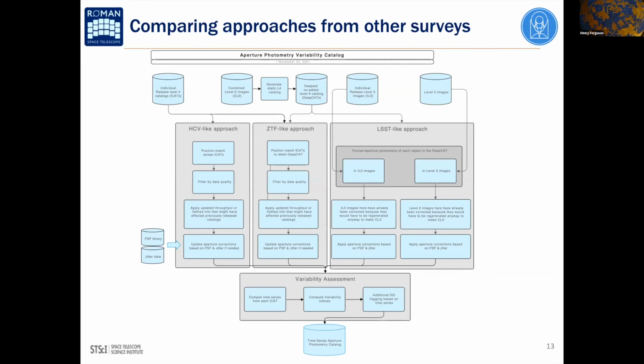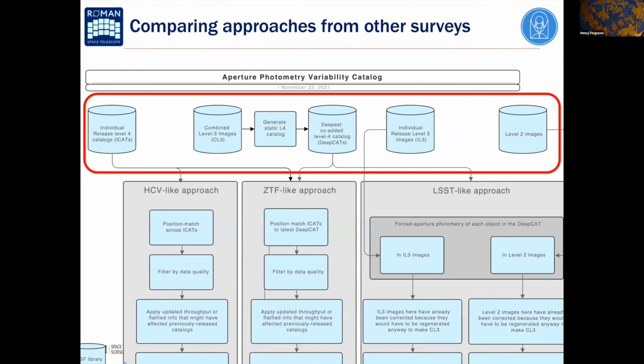I'm looking at the time, so I'm going to rush through a little bit, but this outlines these various approaches. I've circled here the various input data products. You have the individual catalogs that are constructed on a 6-month time scale from survey data. You have the combined co-added level 3 images, but you also have individual images that have been rectified but not co-added. And then you've got the level 2 images which haven't been rectified. You've got deep catalogs from these co-added images, but you've also got the individual catalogs from the non-co-added images.